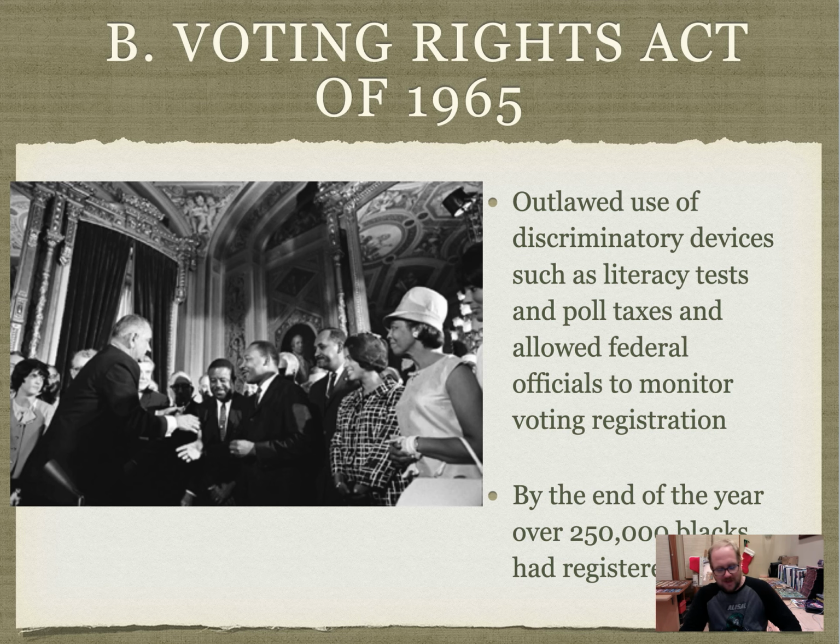A year later, they'll pass the Voting Rights Act of '65, which will outlaw the use of poll taxes, literacy tests, and other things like this. And this will spur the 24th Amendment, which will officially be the amendment that ends any discriminatory tactics to limit black suffrage.